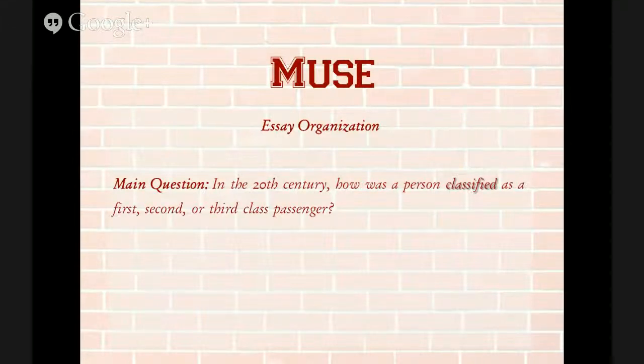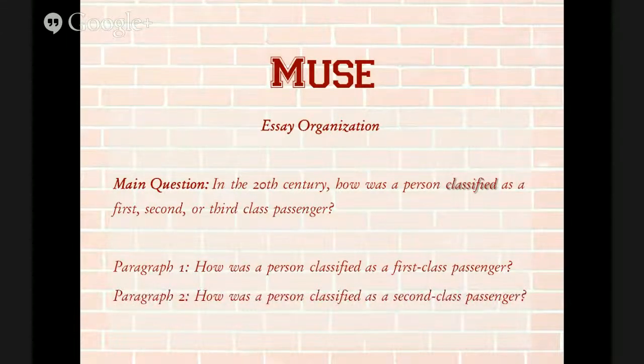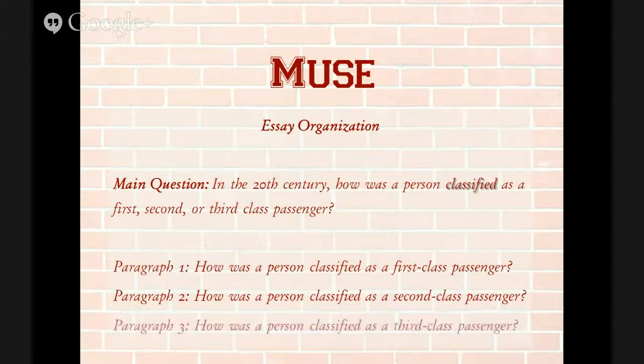We can't just have each paragraph sort of drifting through our topic. We need to be super organized. Each paragraph will have its own question to answer. And the questions, as I mentioned, will be very simple. So paragraph 1, we'll simply talk about first-class passengers. How was a person classified as a first-class passenger? Paragraph 2, how is a person classified as a second-class passenger? In paragraph 3, how is a person classified as a third-class passenger? So not super fancy, very straightforward.